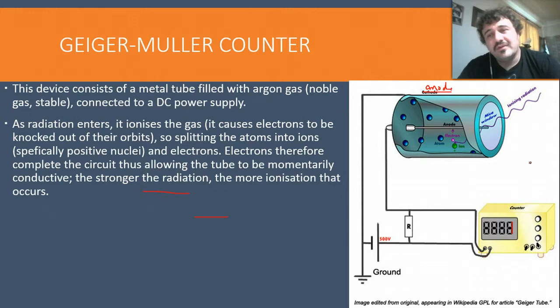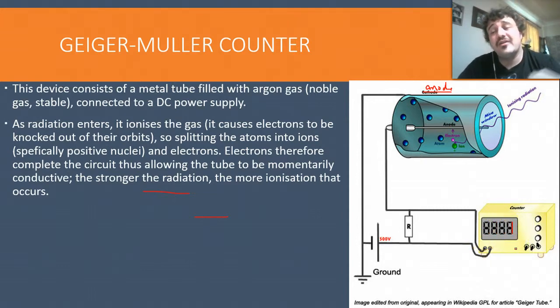So the radiation goes through the window and hits an argon atom and ionizes it, which means the electron leaves, and that electron is attracted to the cathode and completes the circuit. When that happens, it sends an electrical pulse along the wire, and it hits either an amplifier or a digital counter, or both, and will either make a click sound or put a 1 up there.